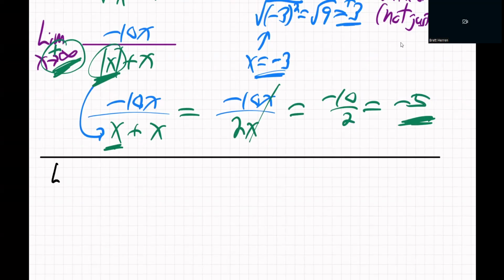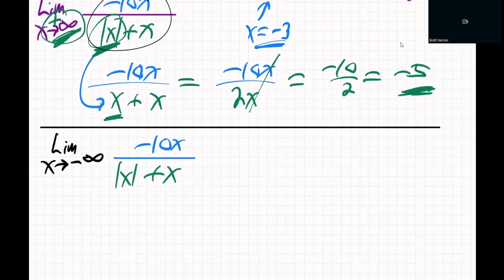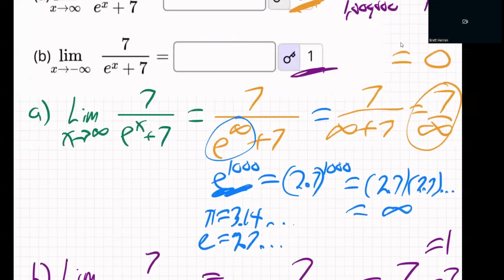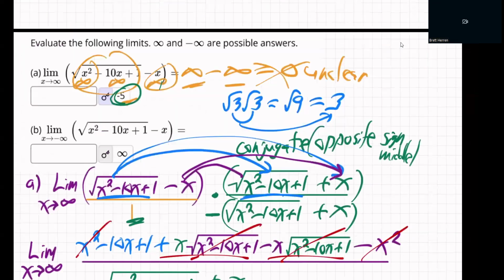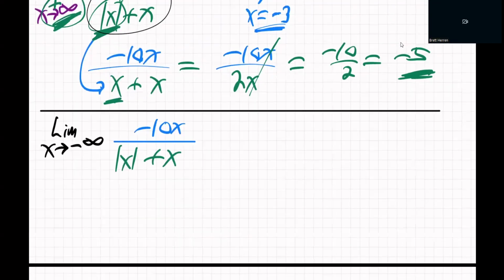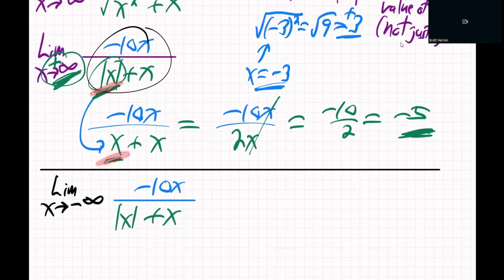So then in part two, we're taking the limit as x goes to negative infinity. Everything will be the same down to here. So I'm just going to grab it from there. Okay, now we have negative 10x over absolute value of x plus x. At this point, since we're going to negative infinity, I can't say absolute value of x is just x. No, no, no, no, no.